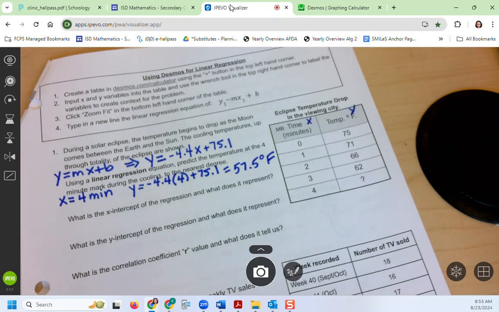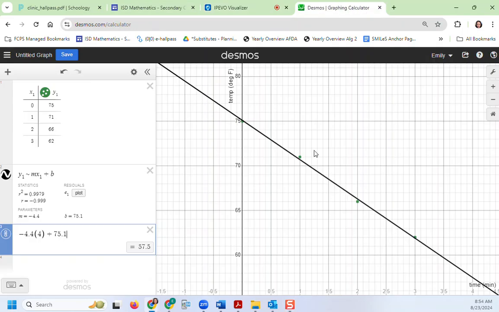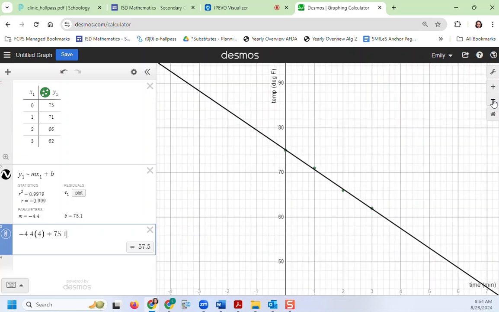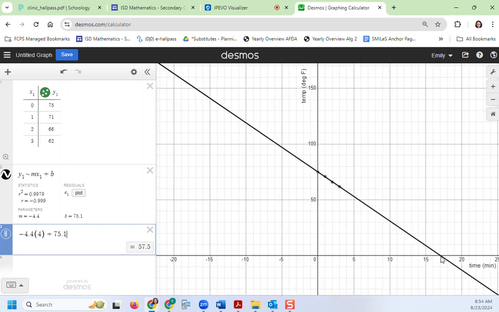Now for the intercepts, Desmos will do most of the work for us. I want you to go back to your graph and click on the intercepts. Go back and click on the intercepts. I need the x-intercept and I can't see it, so I'm going to have to zoom out. So I'm going to use this minus button to zoom out until I can see it. And now I'm going to click on my x-intercept. Okay, that's my x-intercept.